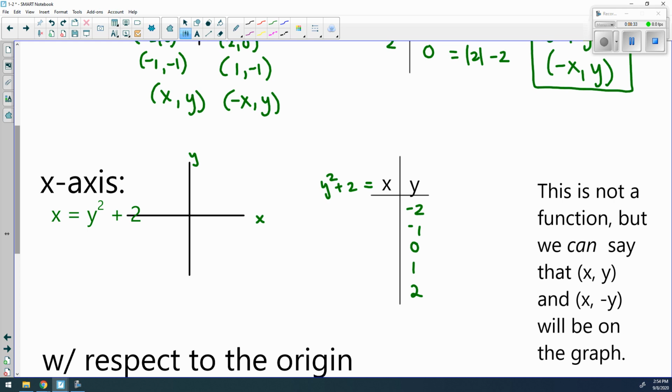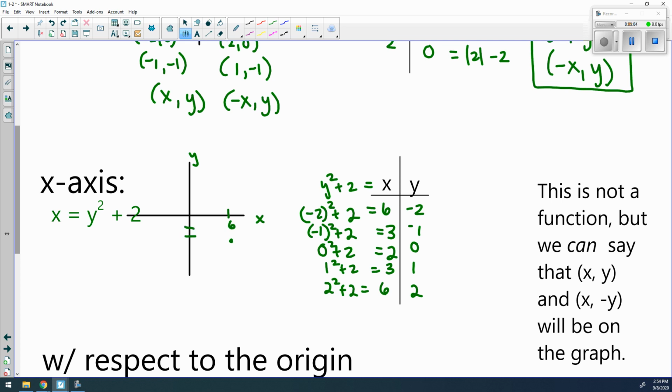So x will come from -2 squared plus 2, which would be 6. And then -1 squared plus 2, which would be 3. And then 0 squared plus 2, which will be 2. 1 squared plus 2 would be 3. 2 squared plus 2 is, now I'm back to that 6. Let's plot those points. I'm going to go over 6 and down 2.